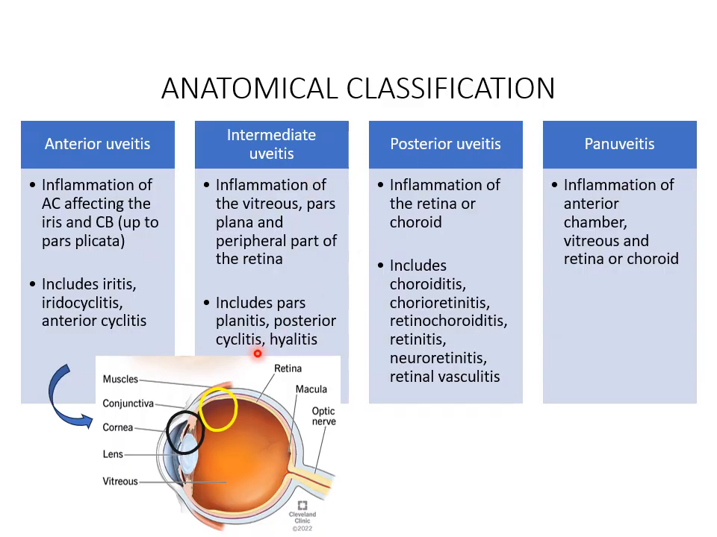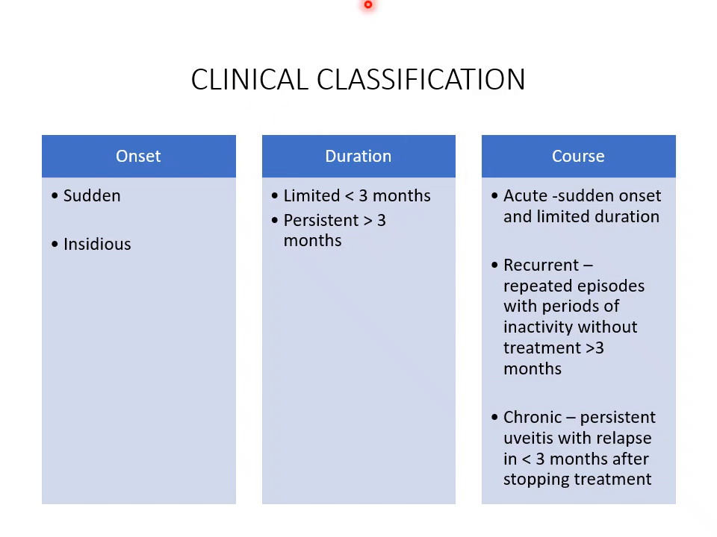Posterior uveitis is inflammation of the choroid and the retina or both, and it includes everything that is present in the posterior segment, that is the choroiditis, chorioretinitis, retinochoroiditis, retinitis, neuroretinitis, and retinal vasculitis. So basically all the structures in the posterior segment can be affected, and some diseases cause a panuveitis in which a combination of the three is seen. So that was the most important classification for you people.